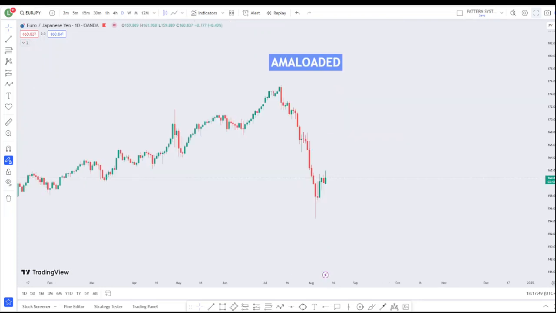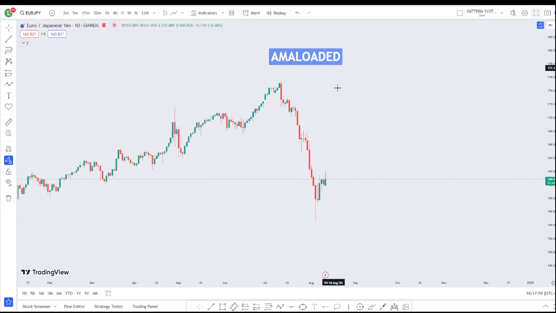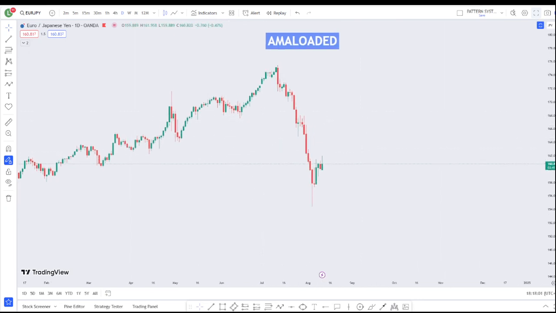And another pair on my watch list is Euro JPY. Sorry for that. Looking at the daily structure of Euro JPY, you agree with me that this market structure is bullish. For like 3 or 4 months ago, the market was in a seriously bullish structure, forming higher high, higher low, higher high.